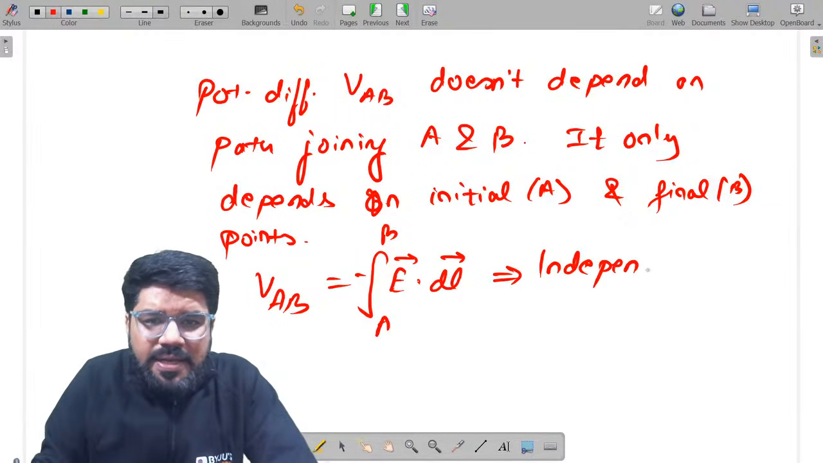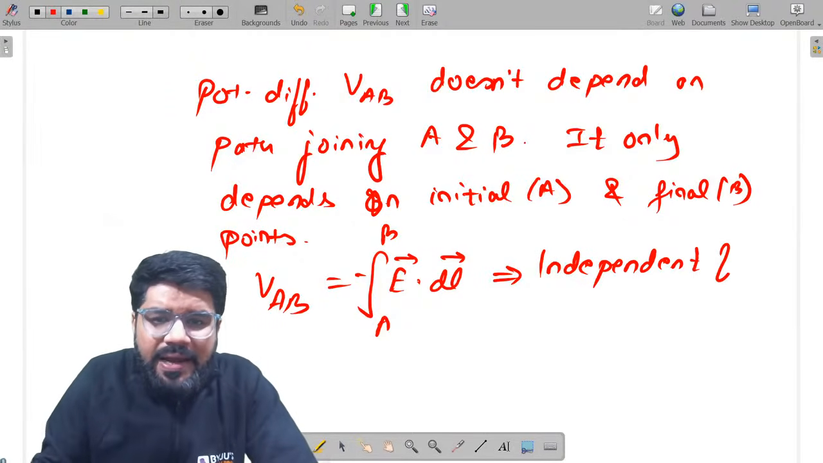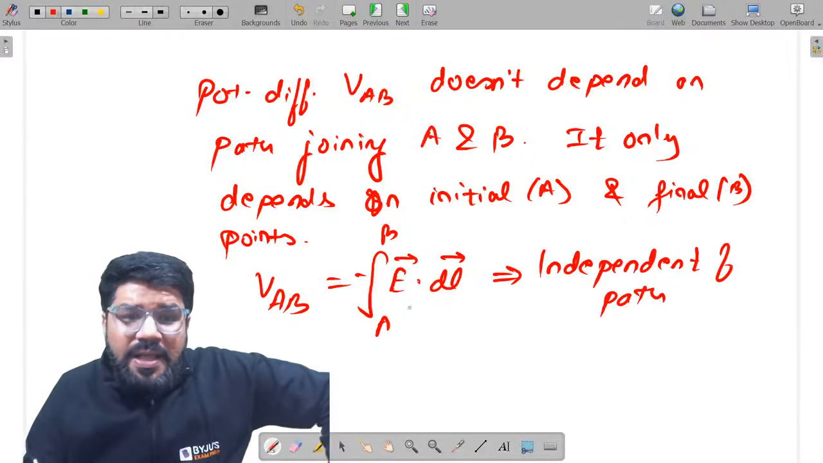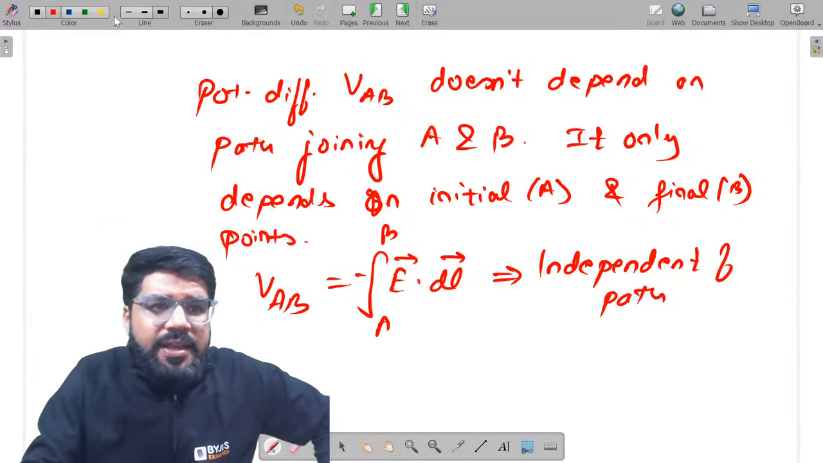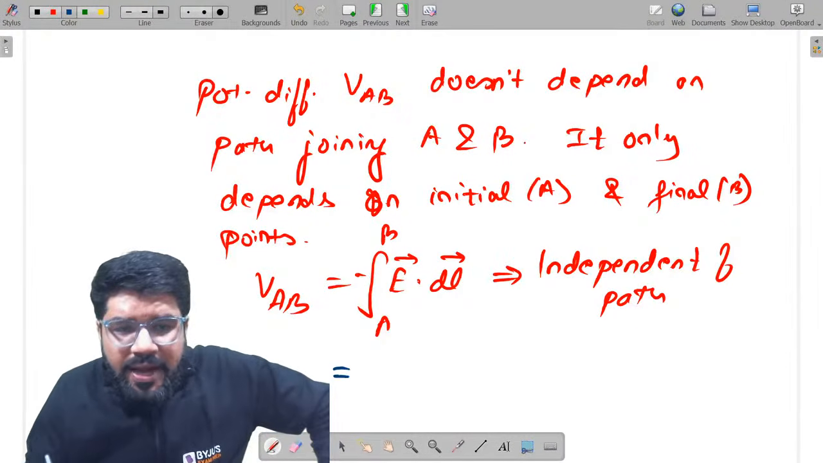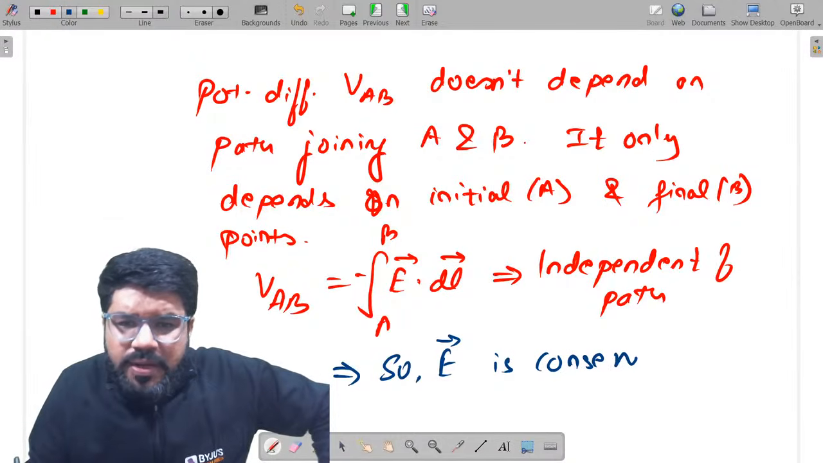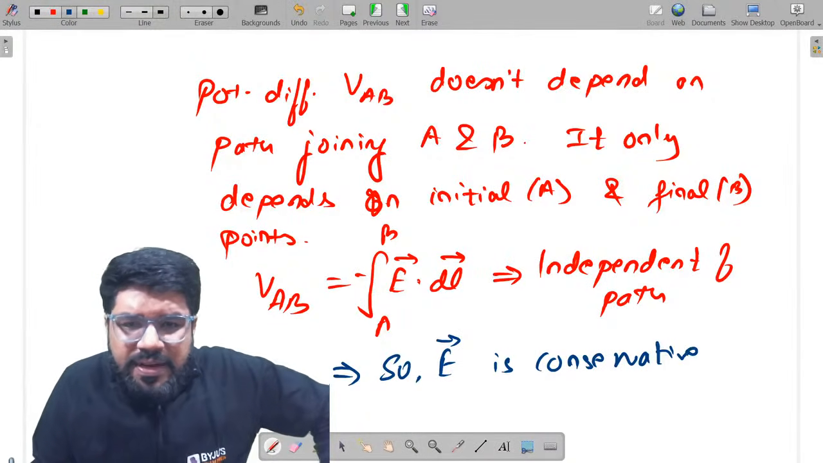Line integral is independent of path, and as per the vector calculus theory, if any line integral is independent of path, then the vector whose line integral you are calculating is conservative. Why is it independent of path? That derivation we are not looking into right now. Okay, so electric field is conservative.